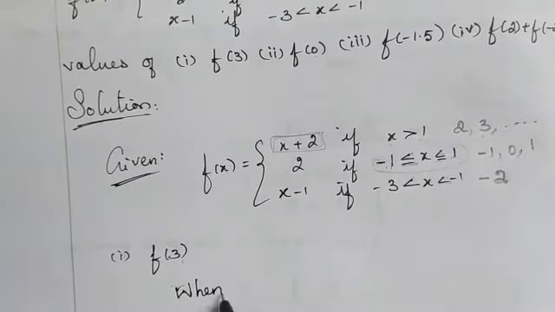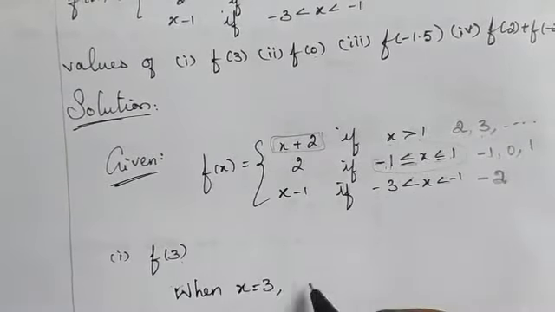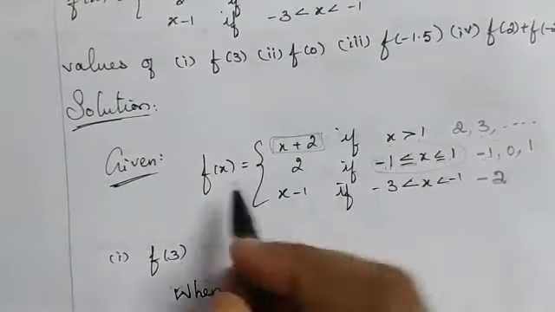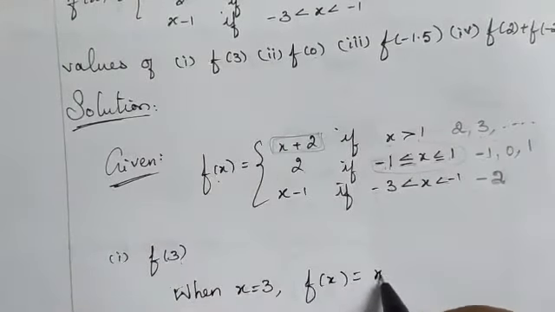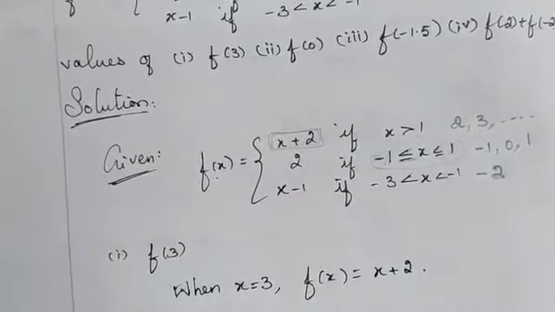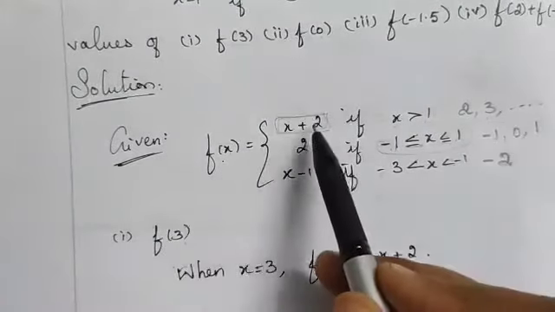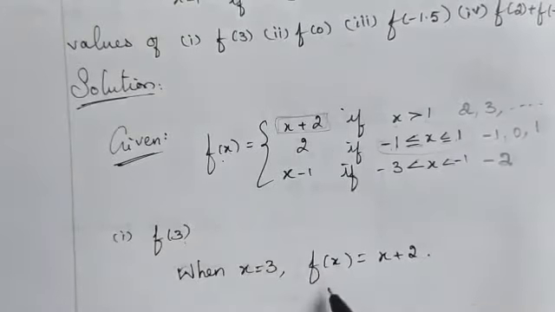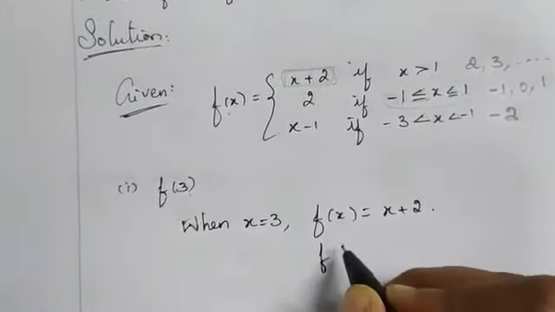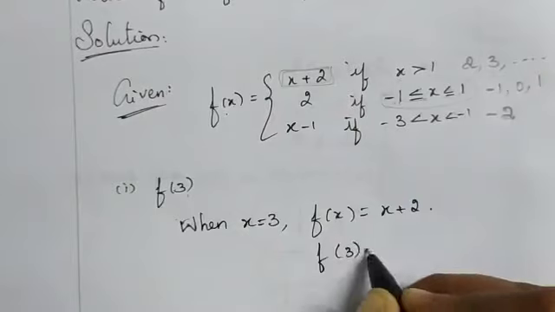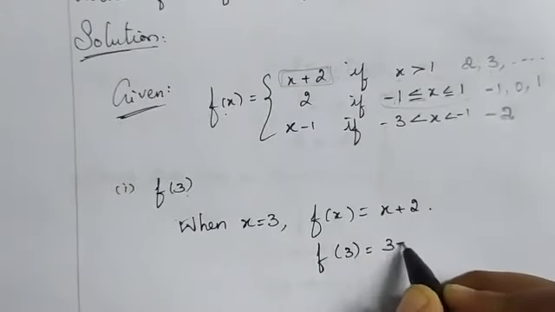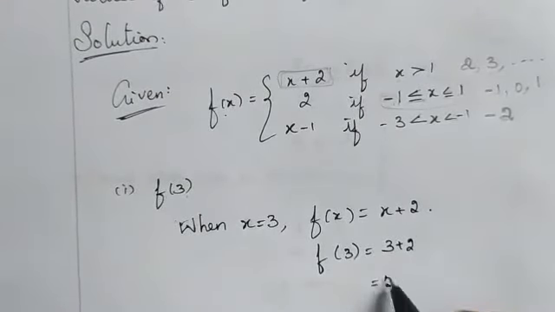When x is equal to 3, f of x is equal to x plus 2. Now substitute, f of 3 is equal to, in the place of x, 3 plus 2, that is 5. Therefore, f of 3 is equal to 5.